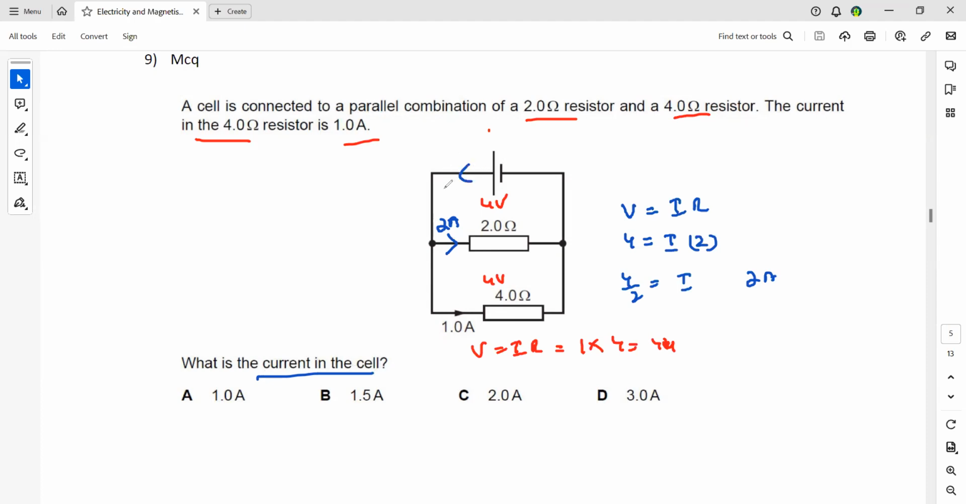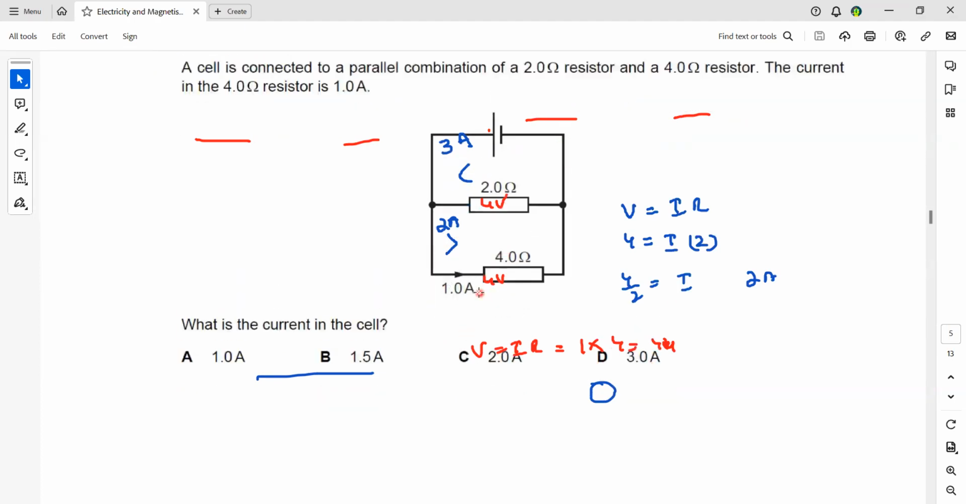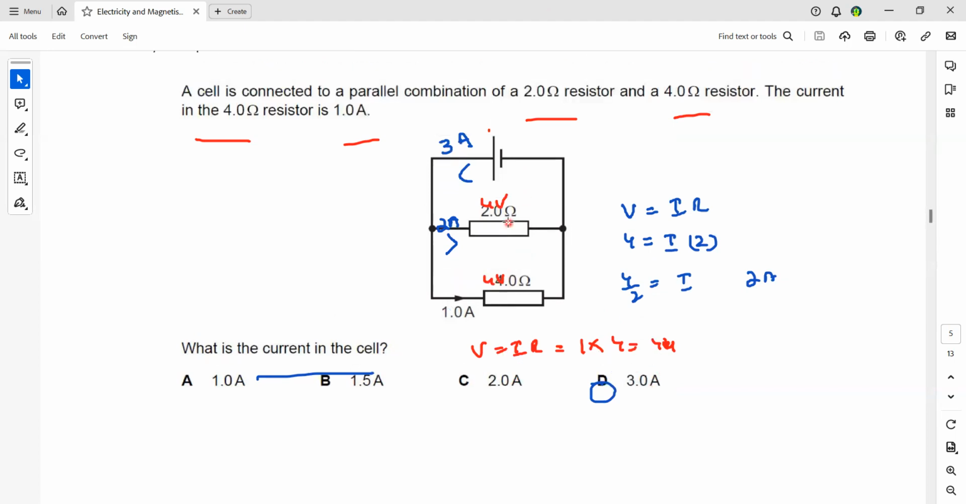So what is the total current entering from the cell? If 2 ampere is passing through 2 ohm and 1 ampere is passing through 4 ohm, the current from the cell is 3 ampere, which is 2 plus 1. So the total current is 3 ampere, which will divide into 2 ampere across the first branch and 1 ampere across the second branch. First we use a formula to work out the voltage across 4 ohm, and that voltage will be the same as the voltage across the 2 ohm. We get the current in 2 ohm and then we just add to get the total current.